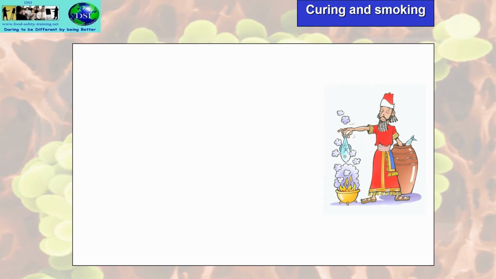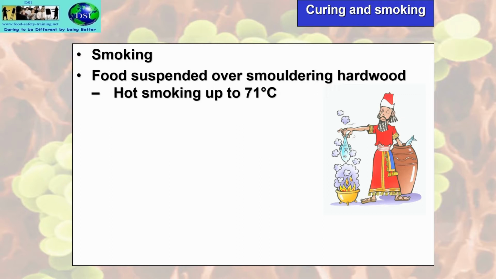Smoking. Food is suspended over smouldering hardwood. Now, there are two types of smoking. There's hot smoking and cold smoking. Hot smoking gives us temperatures up to 71 degrees C. This adds flavour and dries the food surface.